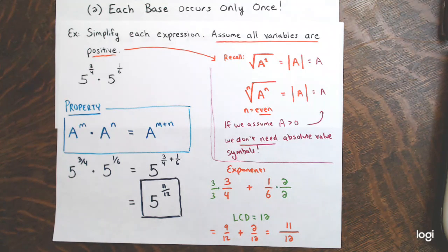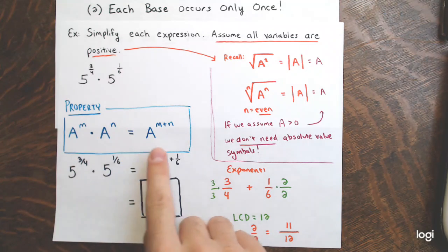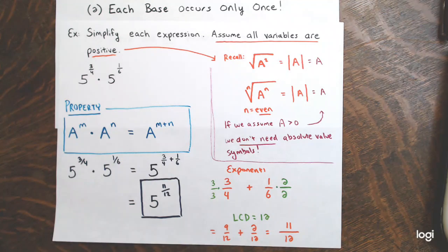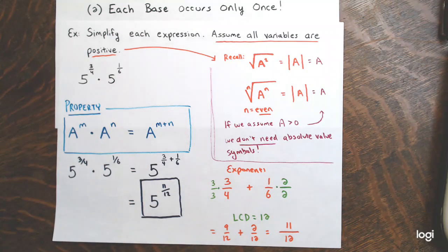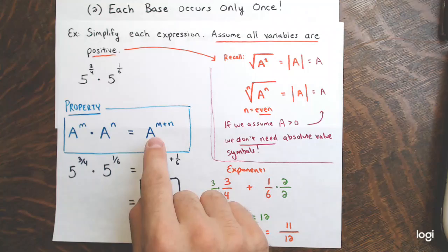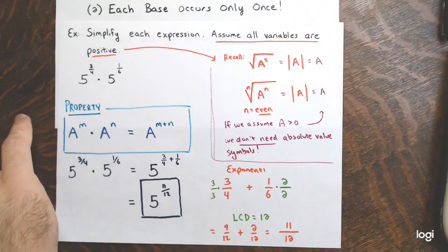All right, my next example is again similar, and I'm going to again put up a nice property of exponents that we're going to be using. And don't forget this one. This one will come back later as well. When you multiply two things with the same base, you keep the base, add the exponents.